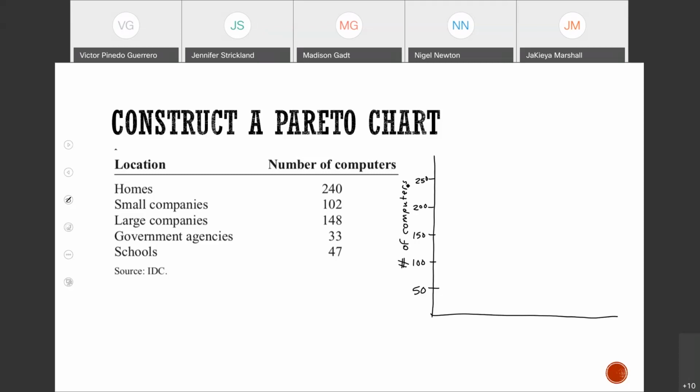So which location is going to go first? Keeping in mind that we need to go highest to lowest, right? So we're going to start with what? 250. I mean, 240. 240, so the homes. So I'm going to draw a bar at 240. It should come right up against that y-axis. And then underneath that, I'm going to write down the word homes. So I'll put the label right underneath the bar.